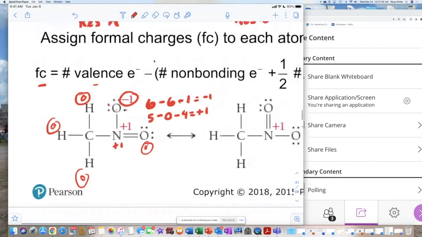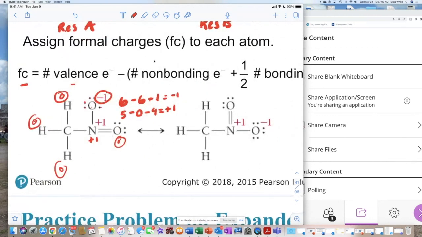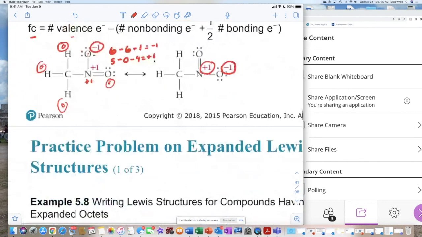So they're showing you what's going on here. When this top oxygen doesn't have a double bond, the formal charge is negative 1. When it has a double bond, the formal charge is 0. Nitrogen has 4 bonds, so the formal charge is plus 1. Okay.